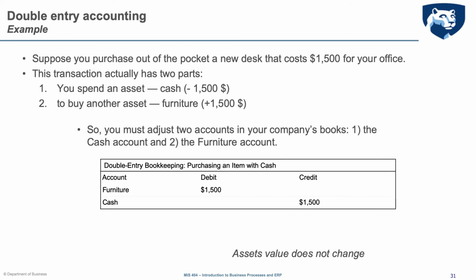entry accounting principle, you must modify two accounts in your company books. So the cash account, to record the fact that you have $1,500 less. So you credit the cash account, and you debit the furniture account, which instead increases by the new value. The total asset value does not change. You see, you decrease one and you increase the other.